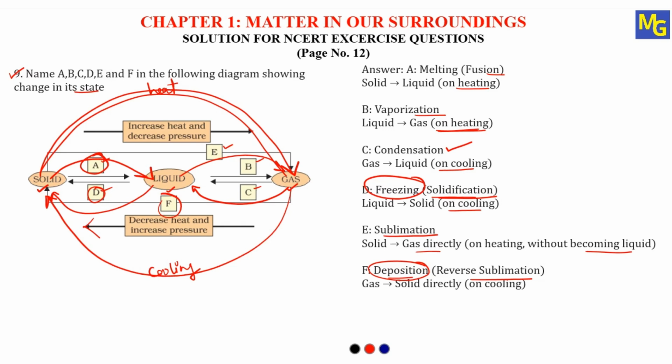I hope you will understand the answers of all these questions. So here we complete the solution of the NCERT exercise questions. With this I have completed everything: explanation, chapters in between, questions in between the chapters, as well as NCERT exercise questions from this chapter number 1, matter in our surroundings. After this I will start with the second chapter, that is, is matter around us pure.